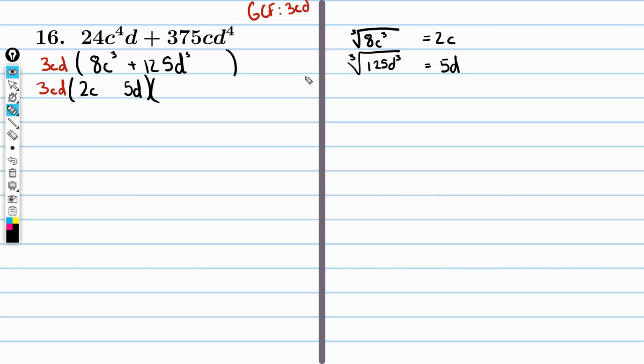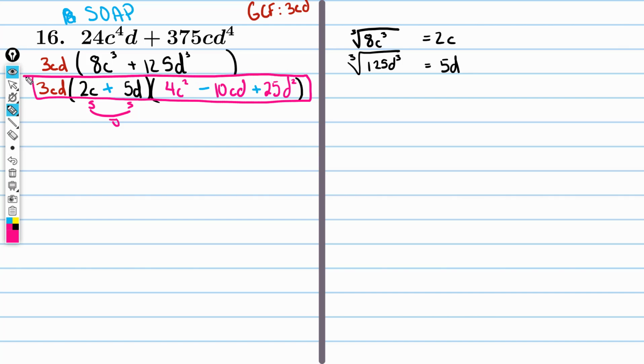And then I open up my second parenthesis, and then I use the acronym SOAP to fill it in. Same, opposite, always positive. And to fill the second parenthesis, I square it. So that's going to be 4c squared. Then I find the product, which is 10cd, and then I square the last. So 25d squared. And that's the answer to that.